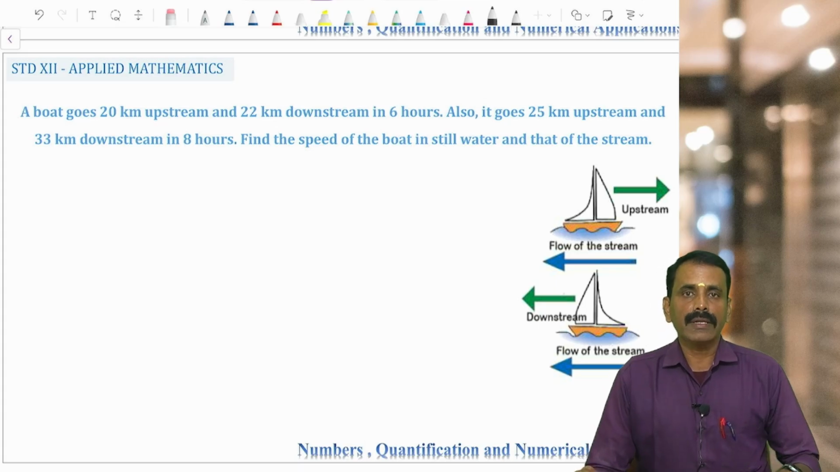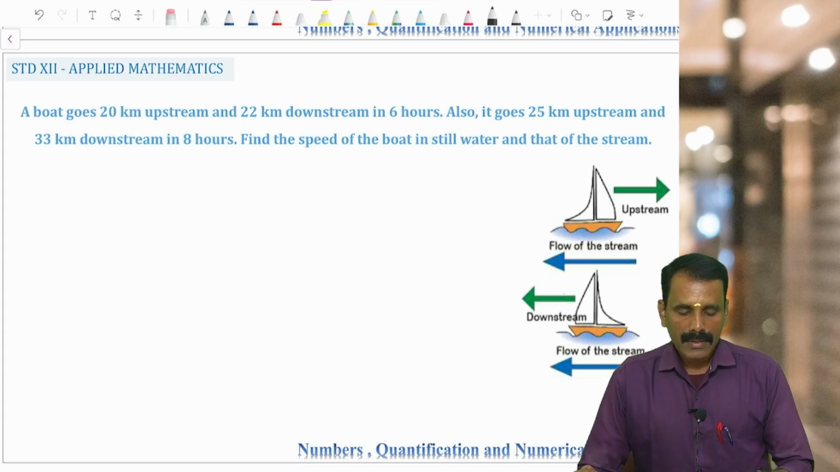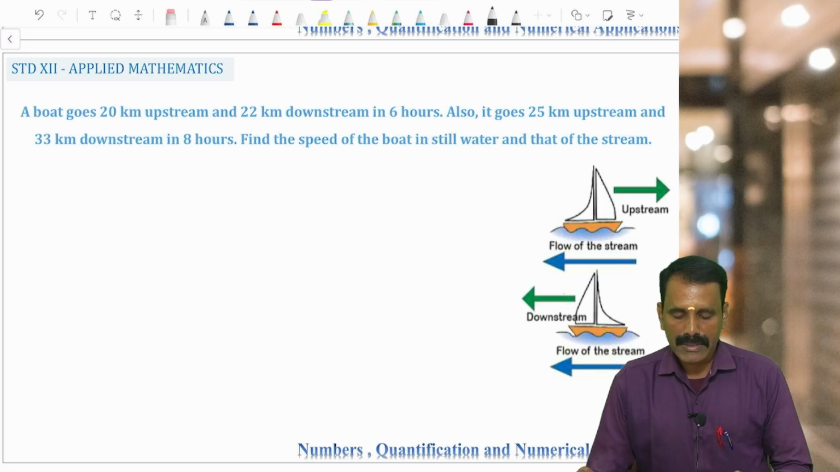A boat goes 20 km upstream and 22 km downstream in 6 hours. Again, it goes 25 km upstream and 33 km downstream, but this time it takes 8 hours. Find the speed of the boat in still water, and we are supposed to find the speed of the stream also.